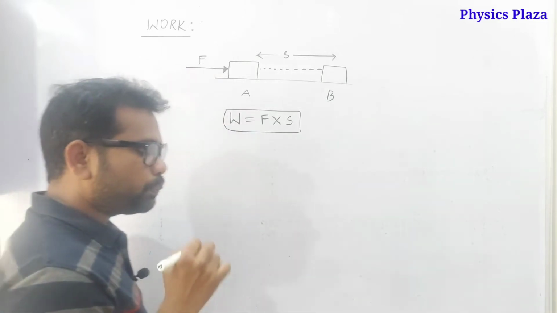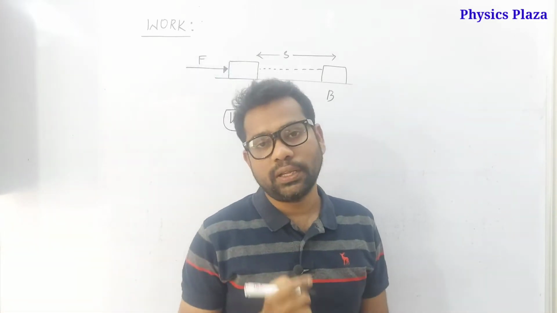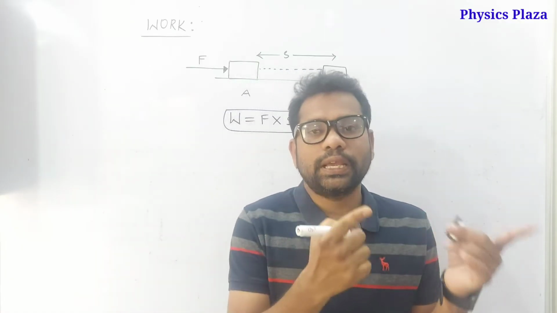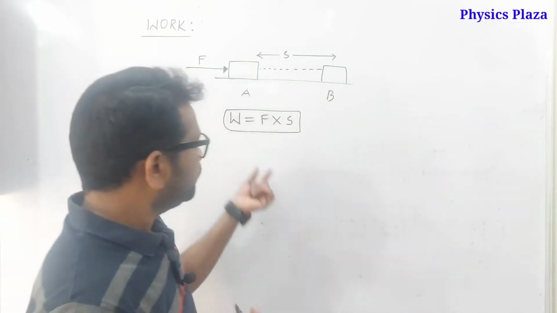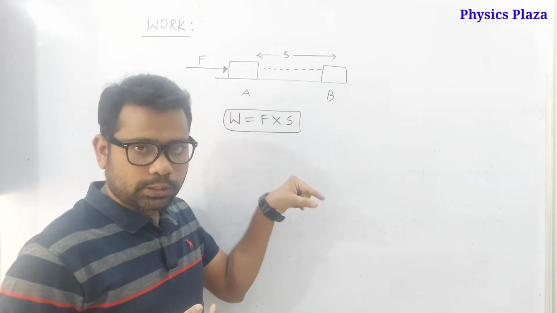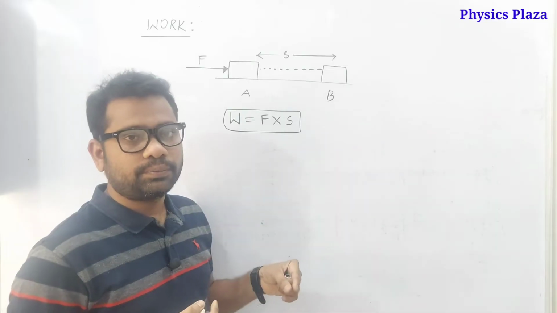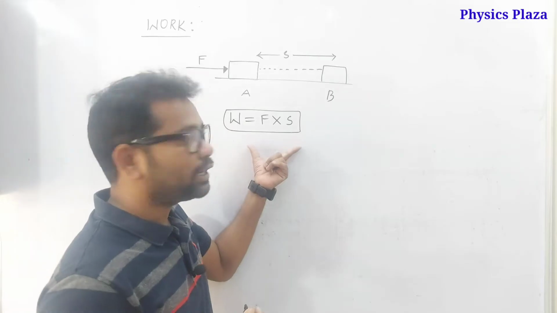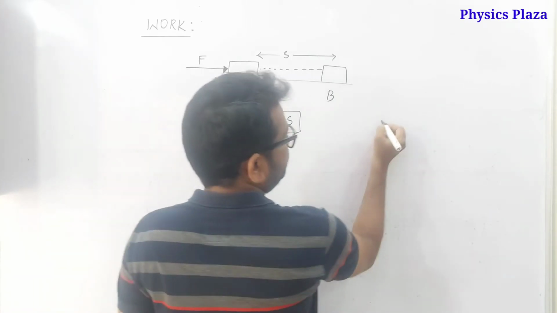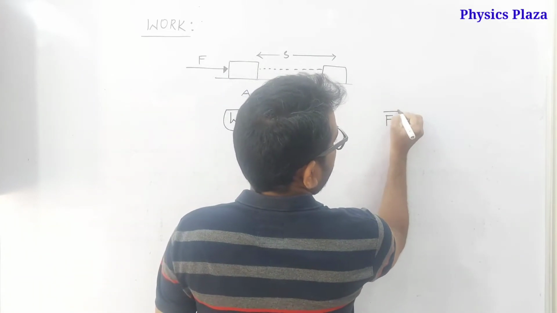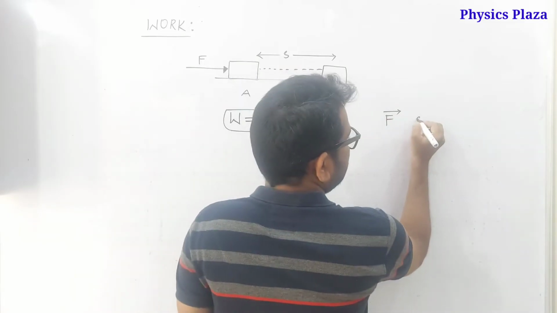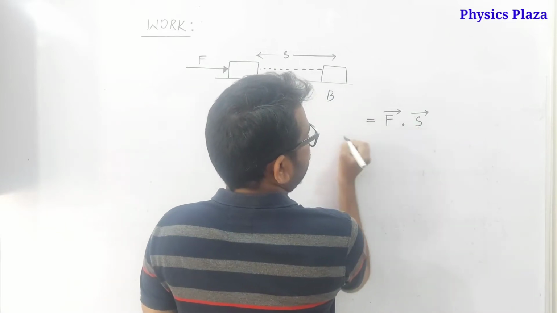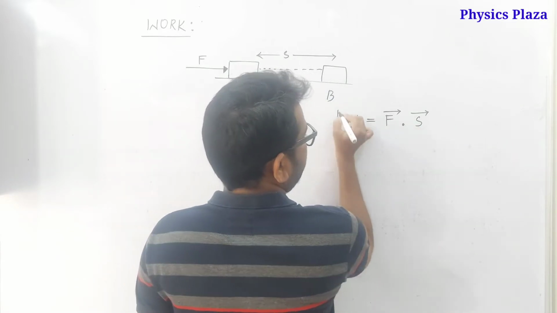Children, some students will have a doubt here, especially when you go to the 11th class, where we will be learning about scalars and vectors, which is very important. Here we have taken only the magnitude of force and the magnitude of displacement. If you take force as a vector and displacement as a vector, then you cannot write it like this. Then how to write? If force is a vector quantity and displacement is a vector quantity, then their dot product is the work done. It's very, very important.